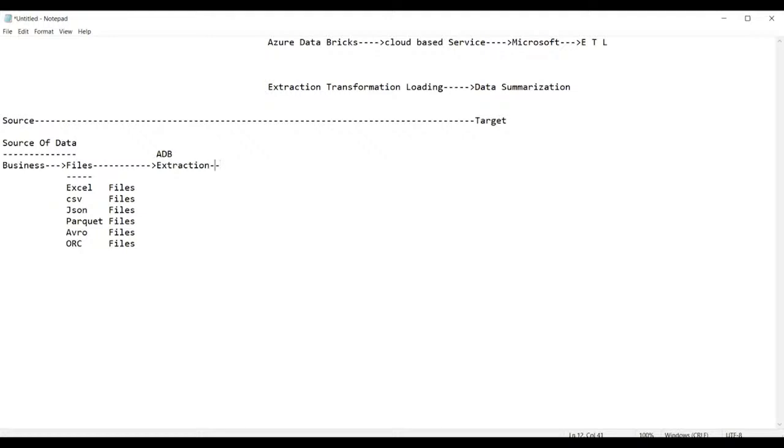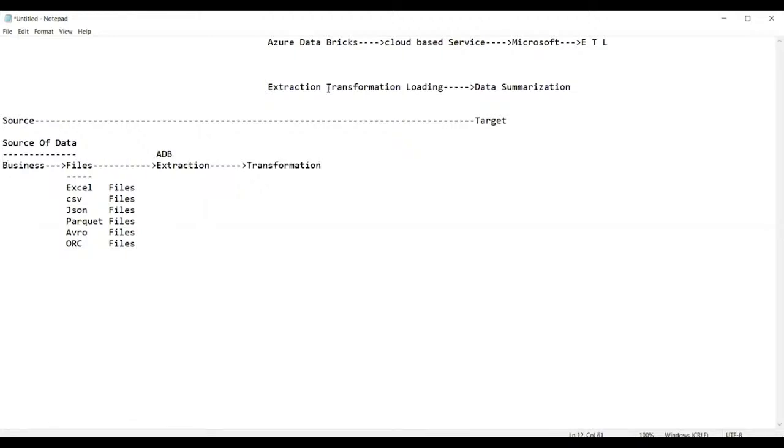Extraction, the full name is what? Extraction of data only, guys. Then extraction is done. Then next, what is the process? Tell me now, guys. The next level of processing is what? Transformation.